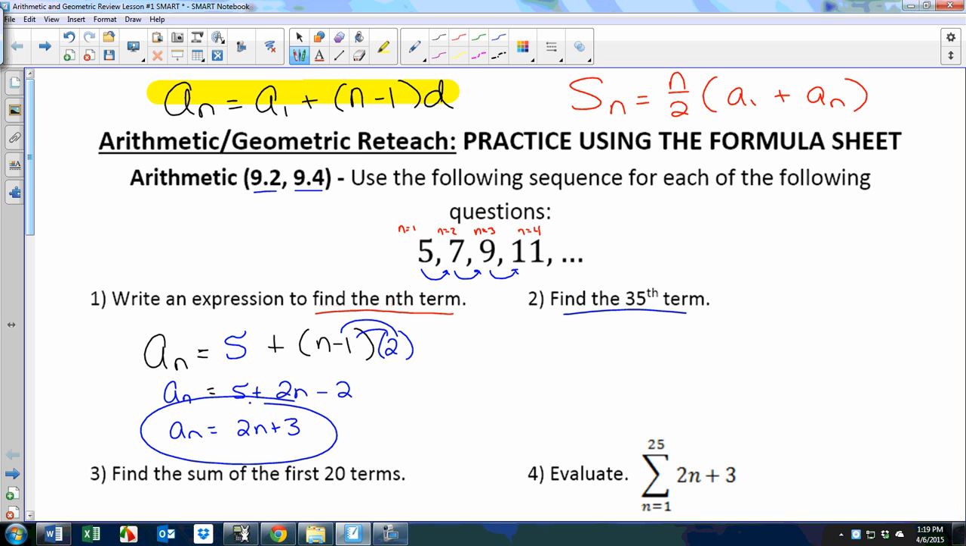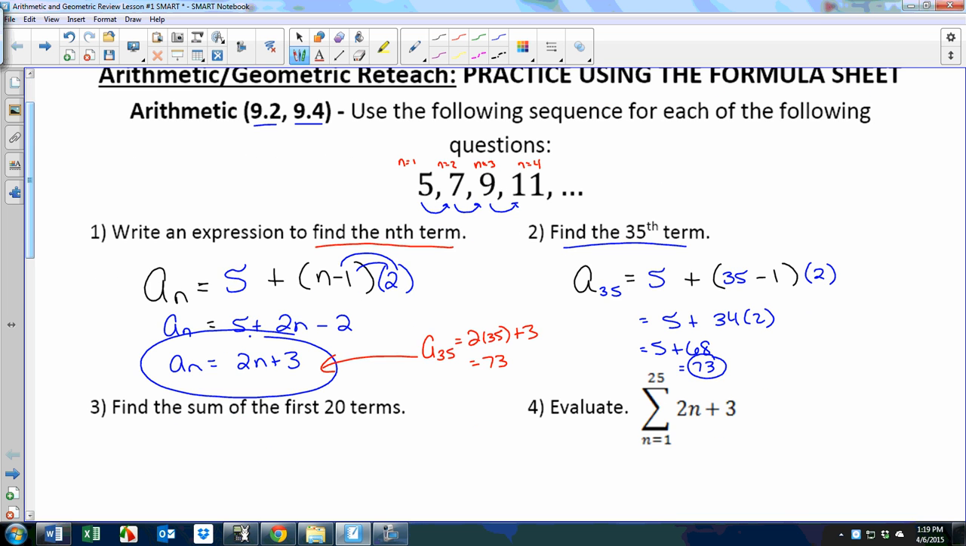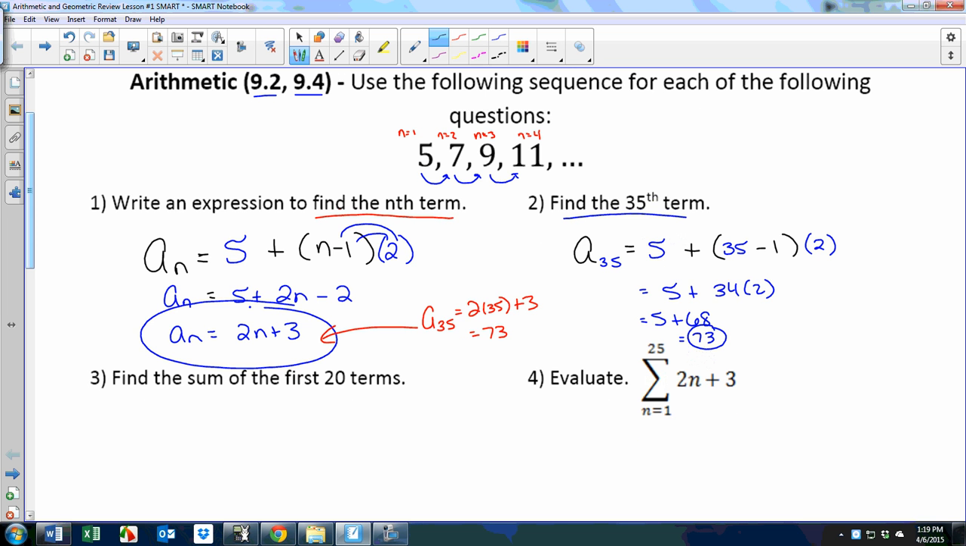So again, same formula, a sub 35 equals first term 5 plus n minus 1, well the 35 is the n, times d, which is 2. So that's 5 plus 34 times 2. 5 plus 68, the answer is 73. Yes, those of you who are watching this are thinking, why didn't you just, and could you have used the formula? Yes, I could have used the formula I just wrote in number 1, 2 times 35 plus 3, and I would have got 73 as well. But if you don't write the formula first, you won't have the formula first. So I wanted to show you how you could use the original sequence formula on your yellow sheet.